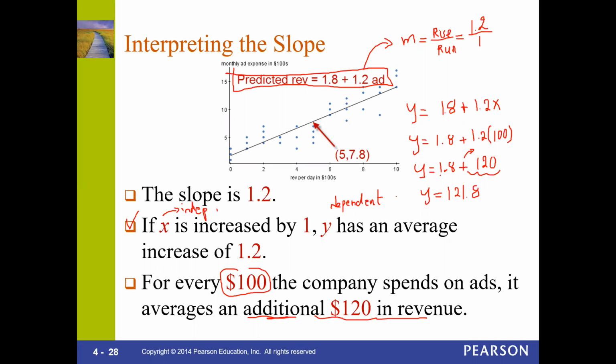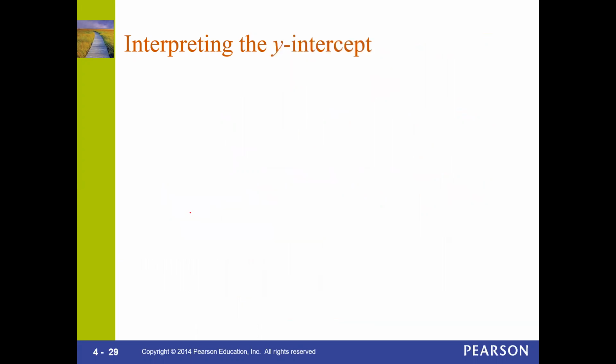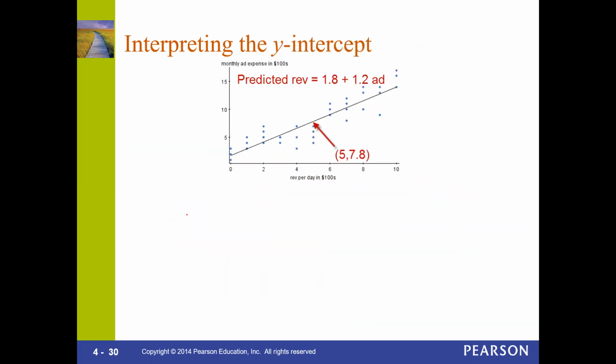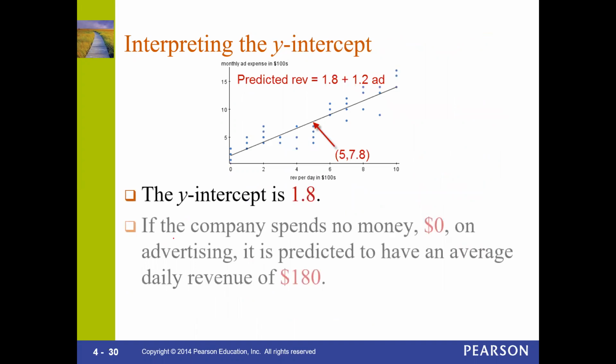This is what I was talking to you about earlier. Let me just go back here. This is also about the y-intercept, which I just talked to you about earlier today. Suppose the company spends no money at all on an advertisement. It is predicted to have an average daily revenue of $180. Let me see, there was a mistake with the symbols. It's per $100. So I made a mistake right here.